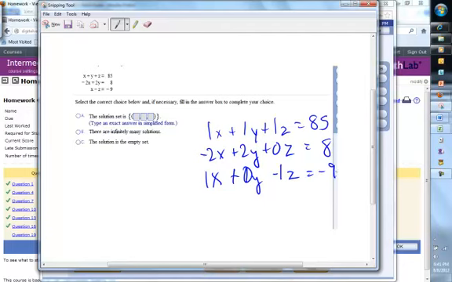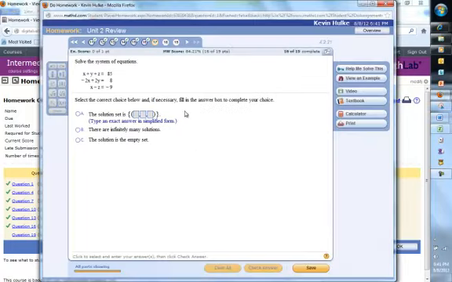So we're going to go mode 5, 2, because it's a 3 equation one. And we enter 1 equals 1 equals 1 equals 85. Next row, negative 2 equals 2 equals 0 equals 8. Next row, 1 equals 0 equals negative 1 equals negative 9. And our x is 24, y is 28, z is 33.